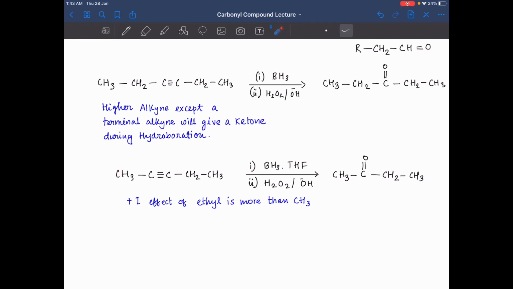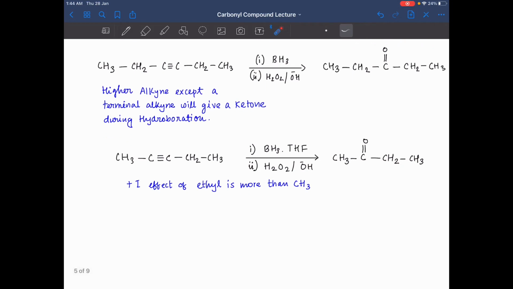The carbonyl group can be on this carbon or on this carbon, so we just need to analyze it. During the hydroboration reaction, the BH3 supplies a hydride ion that first attacks one of the sp hybridized carbons. Suppose this H minus ion attacks this carbon, there will be generation of negative charge here, or if the hydride ion attacks this carbon, there will be generation of negative charge here.